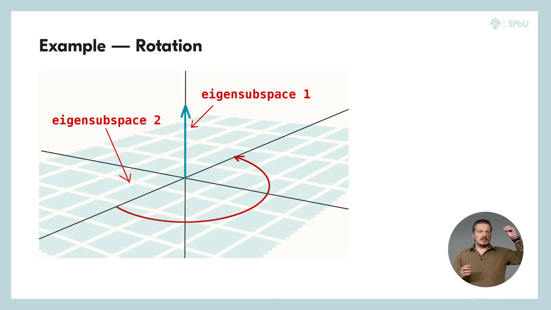Now, if this rotation is by angle pi, then the whole plane orthogonal to this axis preserves the direction of its vectors. They are just multiplied by -1 by this rotation. This plane is two-dimensional, which means that eigenvalue -1 is two-degenerate in this case. And this plane, orthogonal to the axis of rotation, is the two-dimensional eigensubspace corresponding to this value.